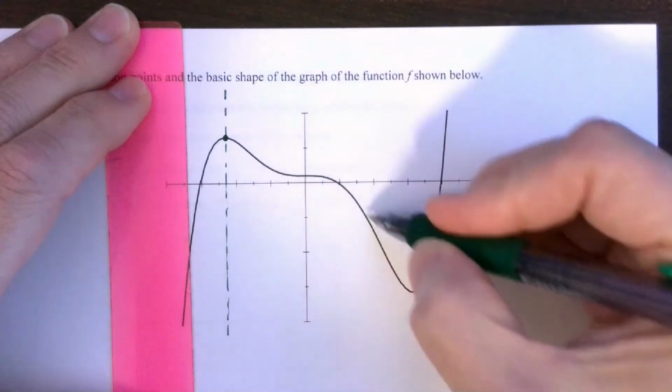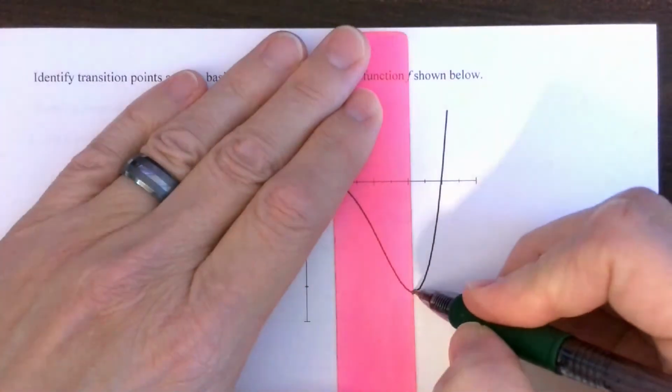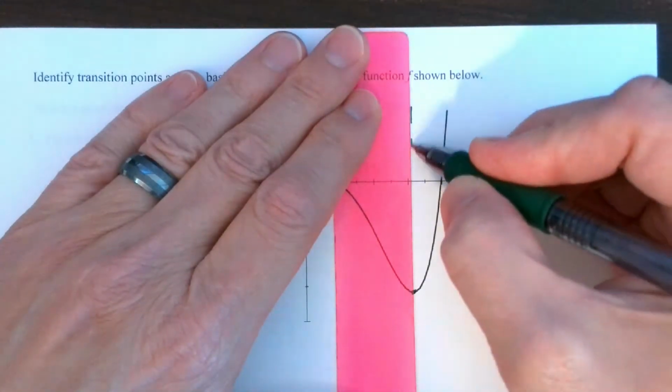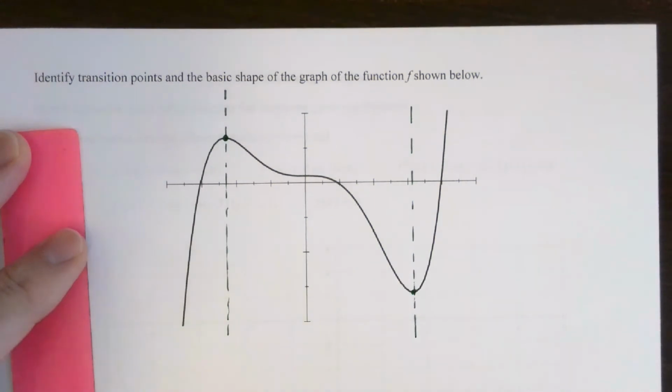And where else do we have an extreme value? Down here we have a local min, right? So we're going to go ahead and draw a vertical line at that location. Okay, so there's two transition points, right?